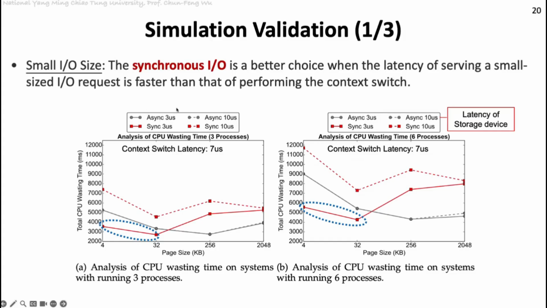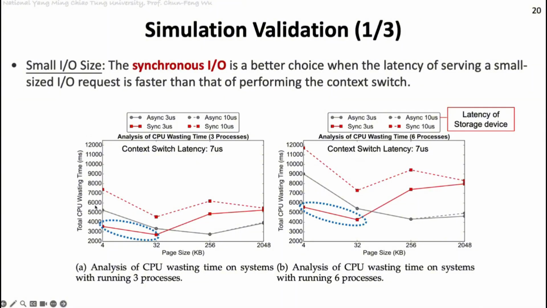So in asynchronous mode, the operating system will run the context switch. And the synchronous I/O mode is about busy waiting, with no context switch. In our system, we did the evaluation, and the testing result is that context switch latency is around 7 microseconds. The y-axis in both figures shows the total CPU wasting time.